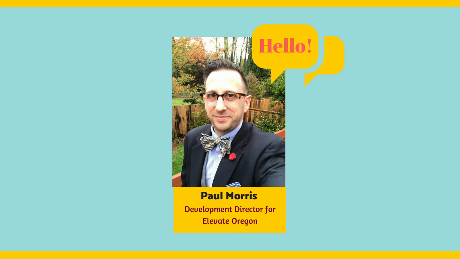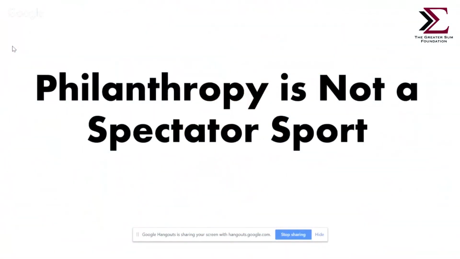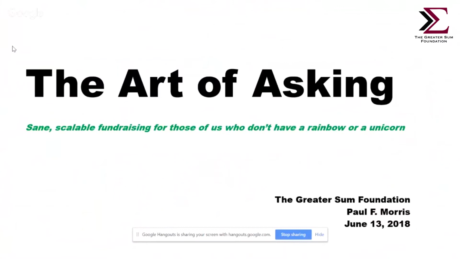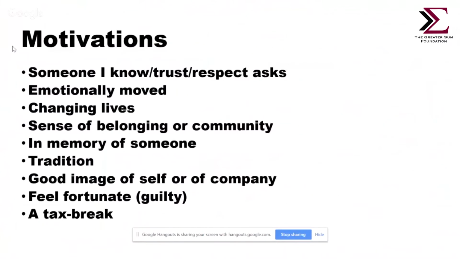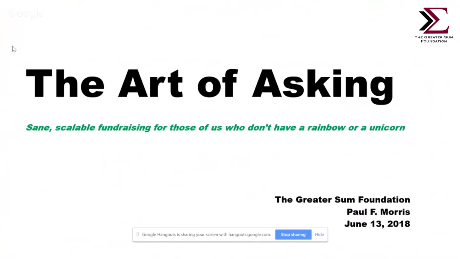Okay, so hopefully everyone can hear me. I'm going to share my screen. If you learn nothing else today, know this: philanthropy is not a spectator sport. What that means is if you are not asking, you are wasting your time. But it is a process, and having a plan, I'm so glad that Jennifer started with that, because you have to have a plan and stick with it.